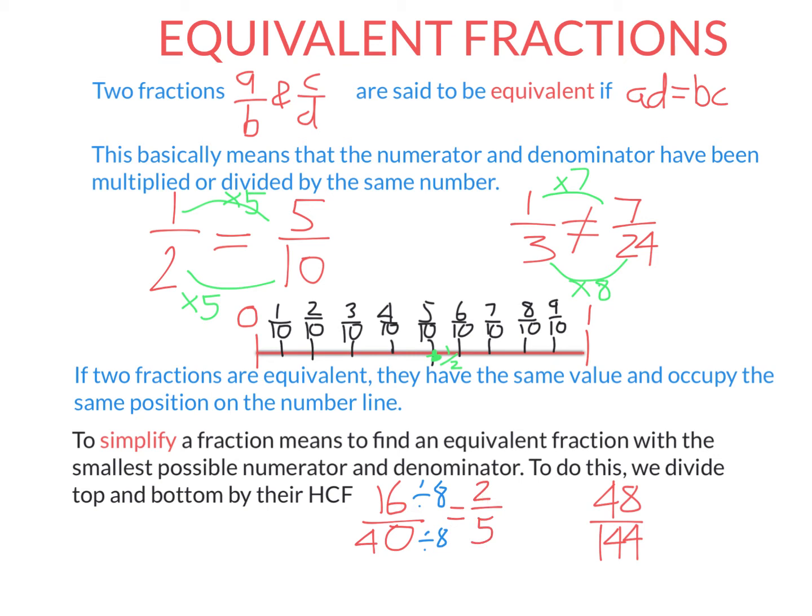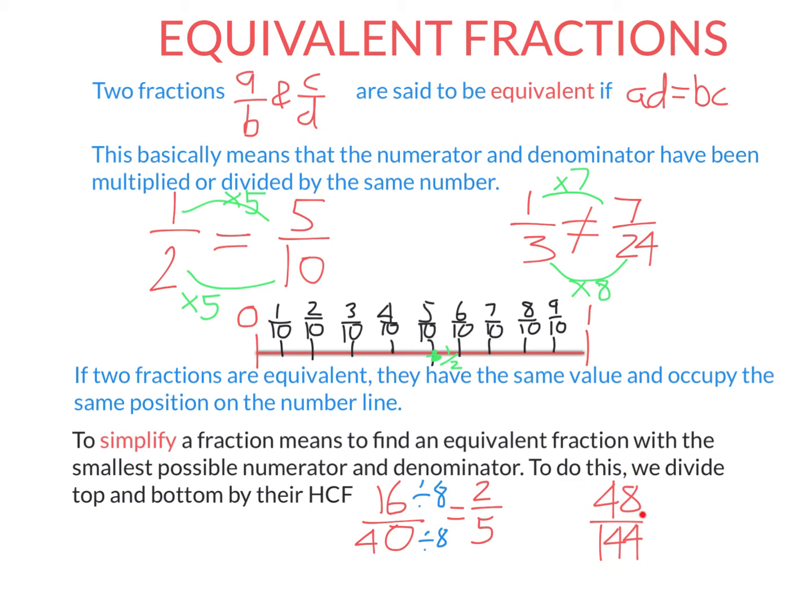They're both equal to 0.4, but this is simpler because it has lower numbers in the numerator and denominator. We simplify fractions because this is a lot easier to understand than this. If you were asked to give someone 2/5 of your chocolate, that's a lot easier to figure out than giving them 16/40 of your chocolate.